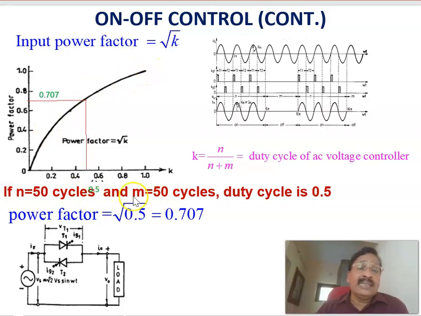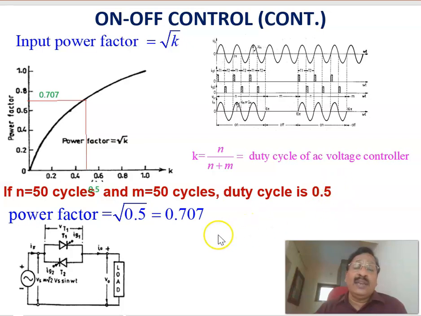As an example, if n equals 50, the number of cycles for which the load is connected to the source is 50 cycles, and it is disconnected for m equal to 50 cycles, then the duty cycle is n divided by n plus m, or 50 divided by 50 plus 50, which is 50 divided by 100, or 0.5. Corresponding to that, the input power factor is equal to the square root of k.